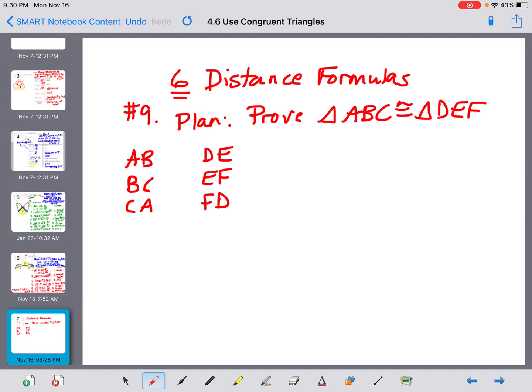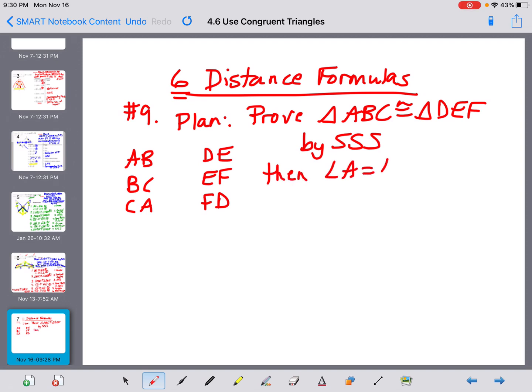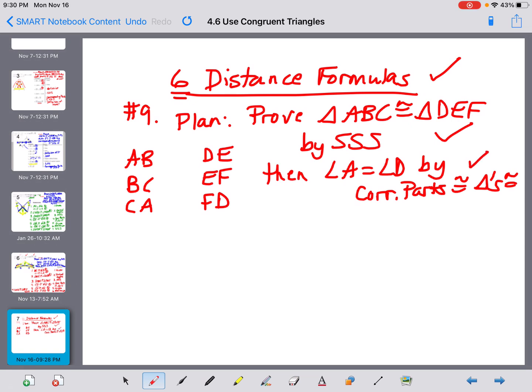Quick question. Should they match up? Yeah. So you're going to prove these triangles congruent by side, side, side. That's after you do the distance formulas. That's going to prove the side, side, side. Then you can say angle A is congruent to angle D by corresponding parts of congruent triangles are congruent. Okay? So you don't have to do a full proof for this, okay? I don't need to see a 2-column proof. What I need to see is 6 distance formulas. You say the triangles are congruent by side, side, side, and then you tell me the angles are congruent by corresponding parts of congruent triangles congruent, okay?